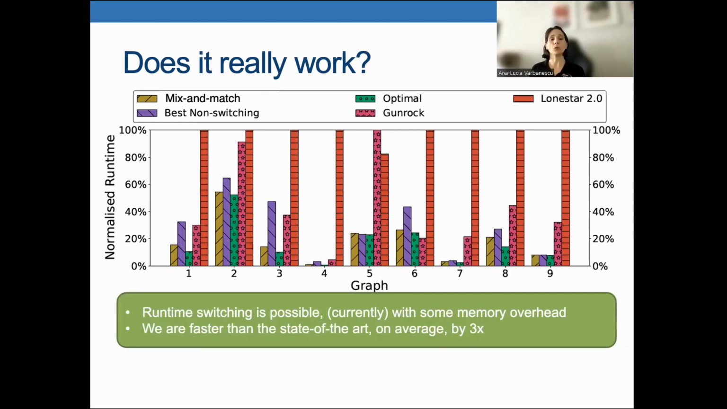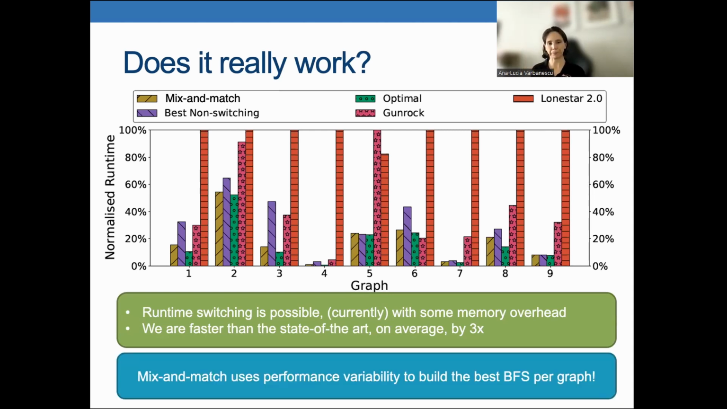So basically what we learned was that we were able to switch at runtime. We were able to use this approach of modeling to actually predict correctly in most cases, and we were able to significantly outperform existing alternatives where there was no switching of algorithm at runtime.